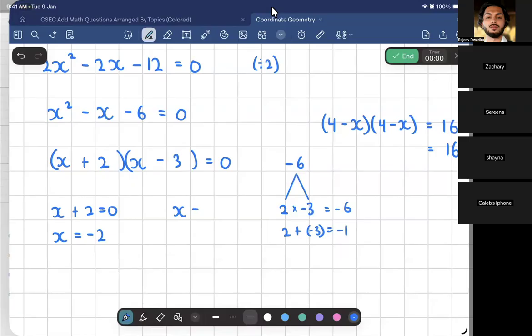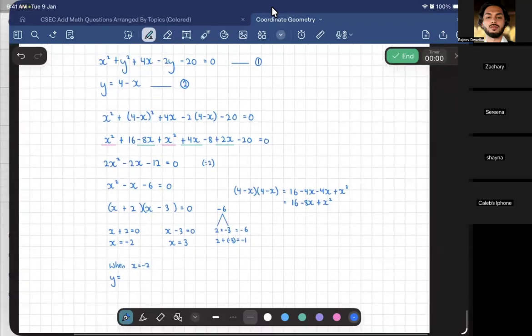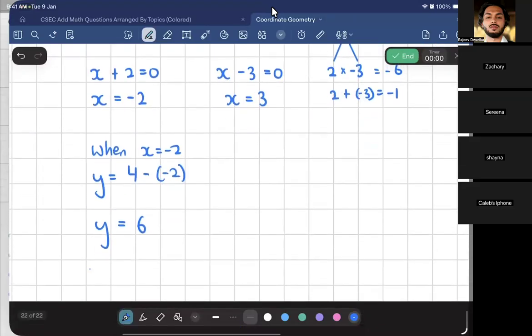And x would be equal to what here? 3, sir. Yeah. When x is equal to negative 2, y would be equal to what? 4 minus negative 2. So you get 6. Perfect, you get 6. Where's our point of intersection then? Minus 2 comma 6.